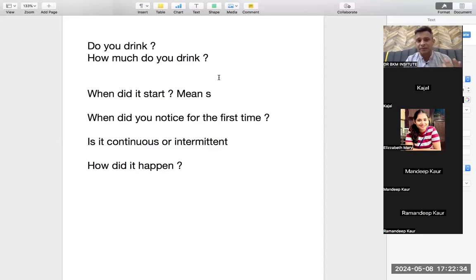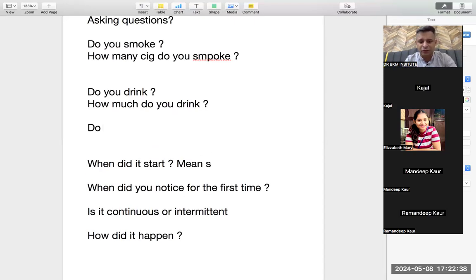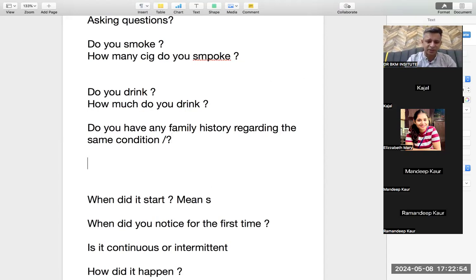So then again, simple questions, family history, asking about this, put it in the category of do. Do you have any family history regarding the same condition? That is the way to get marks. Please write these lines 10 times each. Practice them in front of mirror. Keep talking about it. So do you have any family history regarding the same condition? Did you suffer from this condition in the past as well?